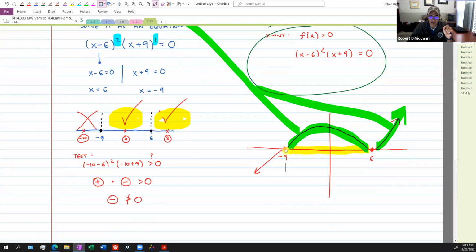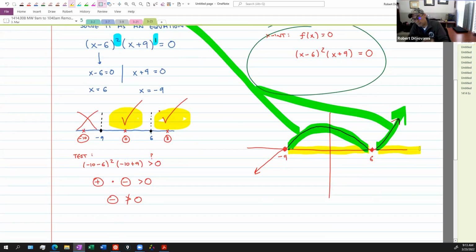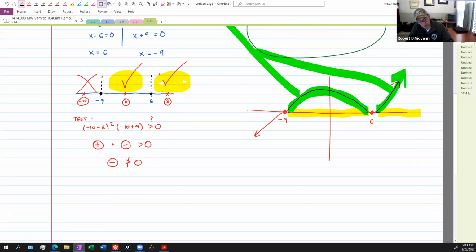So I do not want to include -9. Do I want to include 6? No, because at 6, we're equal to 0 and I want to be bigger than 0. So the only x values, this is my final answer, the solution, is that all my x's have to be between -9 and 6. Parentheses on both ends of those. This is an interval, not a point. Union, and then I want everything past 6. So 6 to infinity. This would be it.